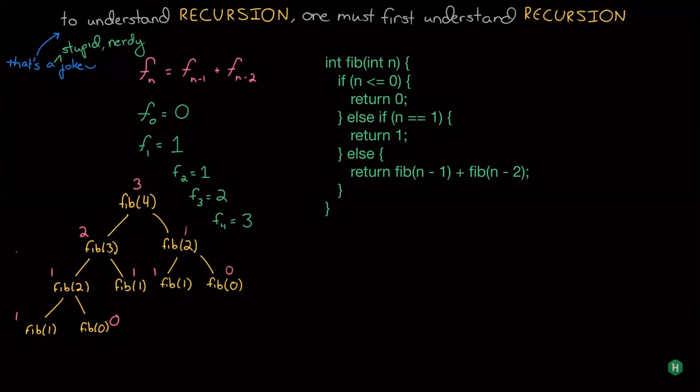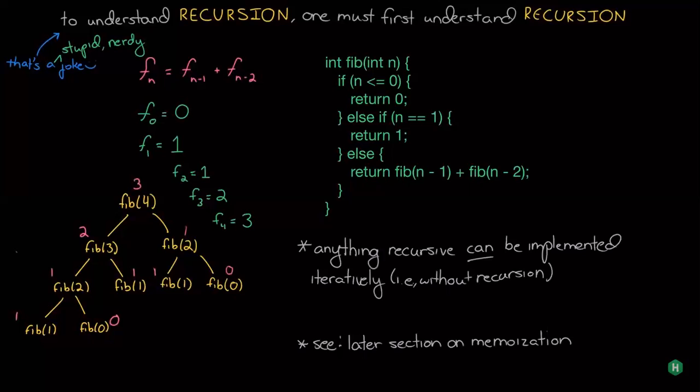Now there's two things to know here. One is there is a way of optimizing this using a technique called memoization, and we'll cover that in a different section. Another thing to note is that there's a very well-known theorem that basically states that anything that is implemented recursively can be implemented iteratively. The reason why we often use recursion is that for certain problems, the recursive implementation is a lot easier to read and understand and write than an iterative one.